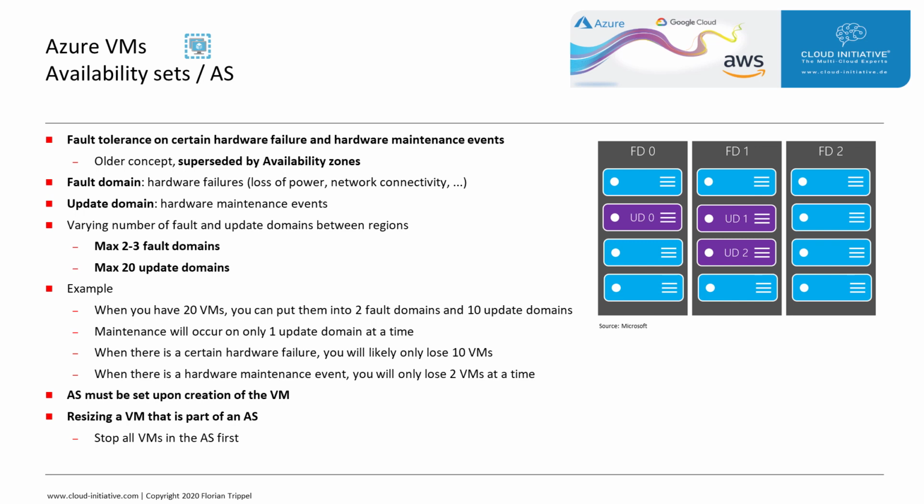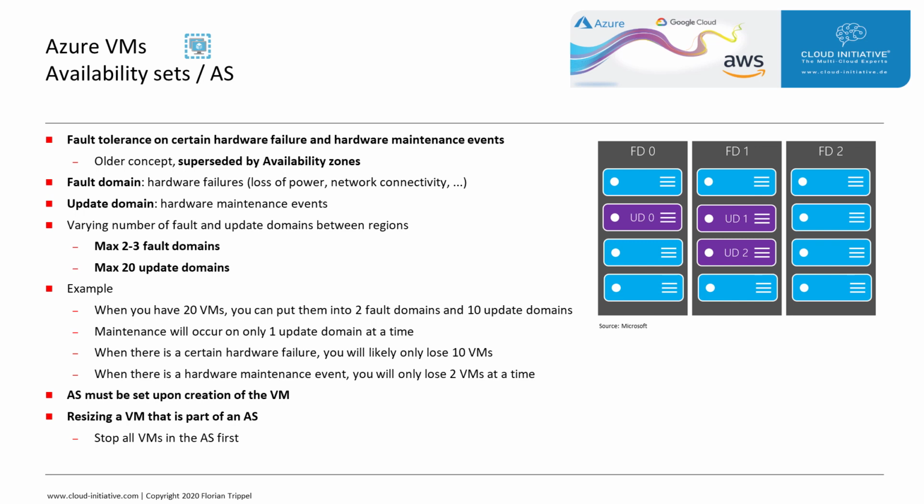When you have 20 VMs deployed across 2 fault domains and 10 update domains, you will have the following. In case of a maintenance event, you will only lose 2 VMs, because in each of the 10 update domains you have 2 of your VMs and Azure shuts down 1 update domain at a time. In case of a hardware failure event, you will only lose 10 VMs, because you have 2 fault domains with 10 VMs each.